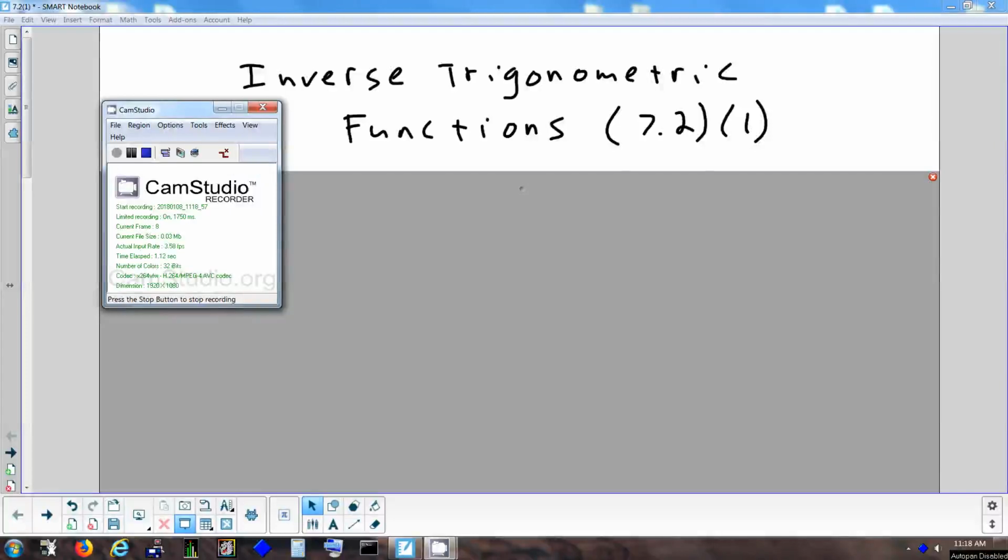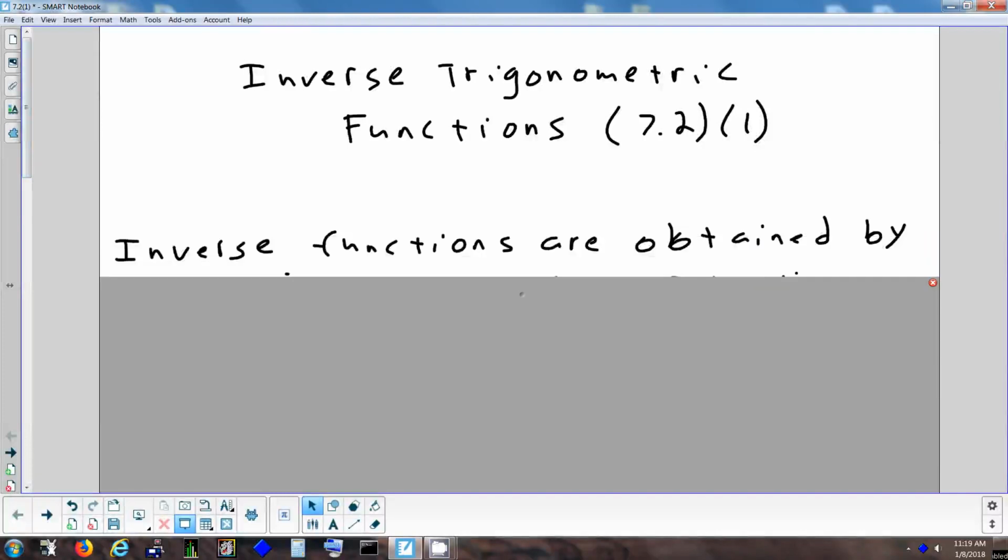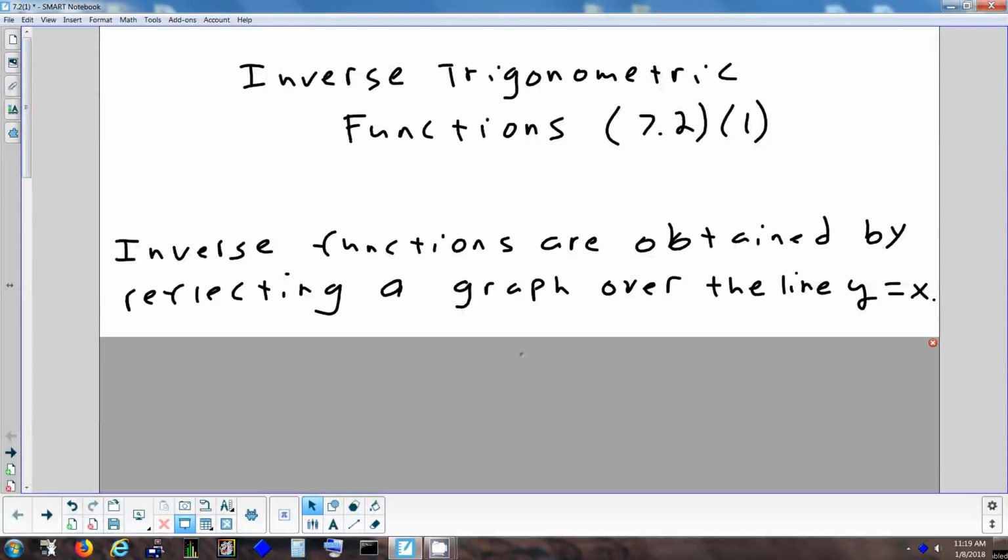All right, so the last section we're going to look at is half a section, 7.2, and it gets more into the inverse trig functions. First of all, the inverse for any function, not just a trig function, but anything, is a mirror image. What's it a mirror image of? It's a mirror image over the line y equals x.